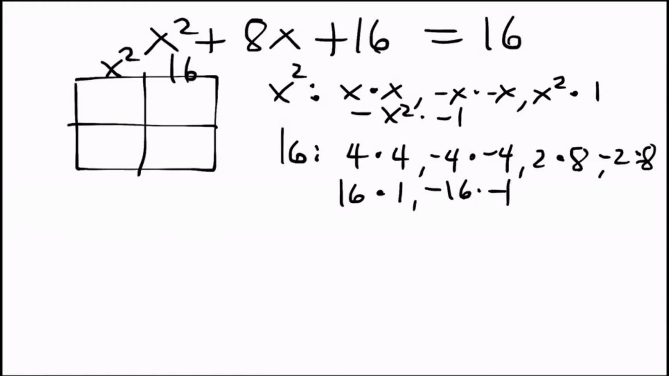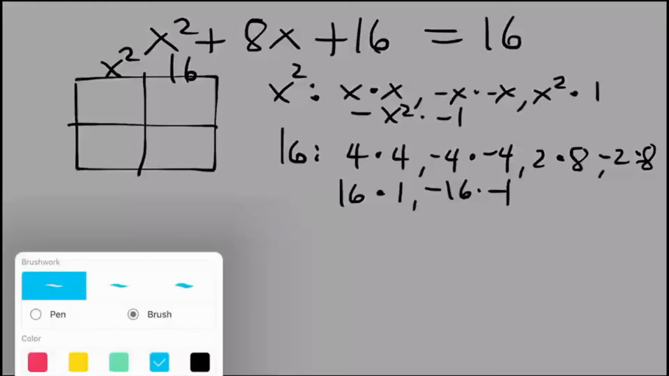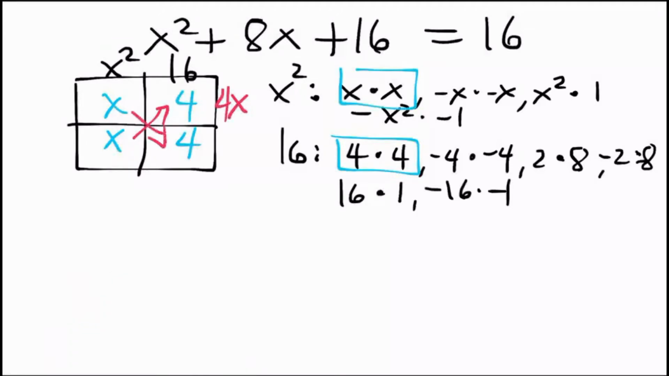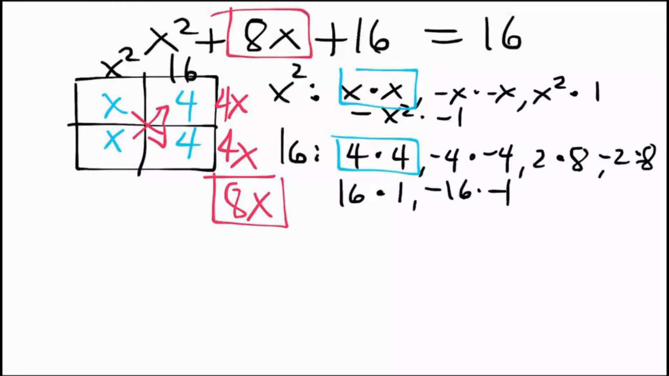Now, let us identify the correct factors of the given expression. What can we try first? Let us try x and x, 4 and 4. Multiplying diagonally, we have 4 multiplied by x is 4x, and x times 4 is 4x. By adding, 4x plus 4x, the answer is 8x. Since we have 8x and our middle term is 8x, our factors are correct.